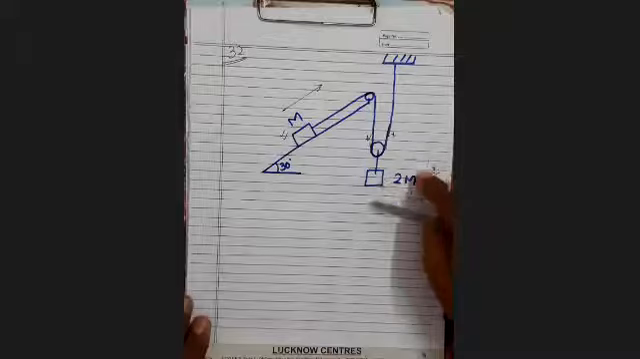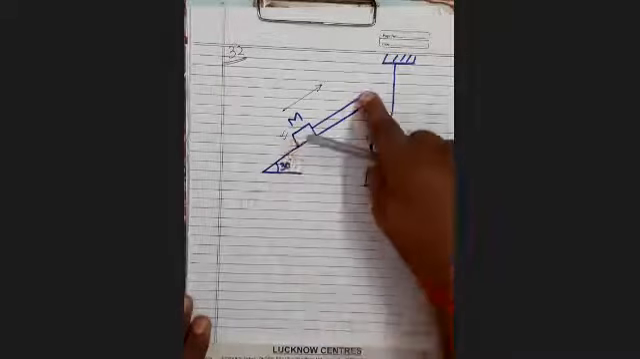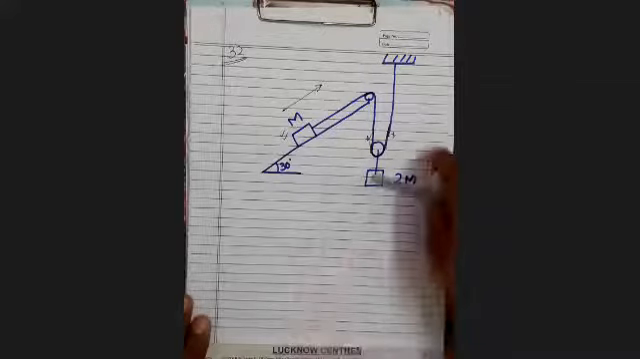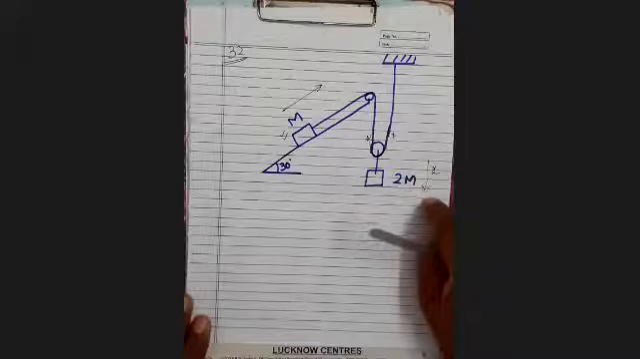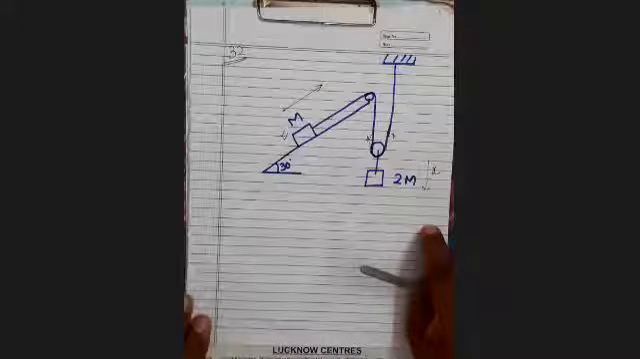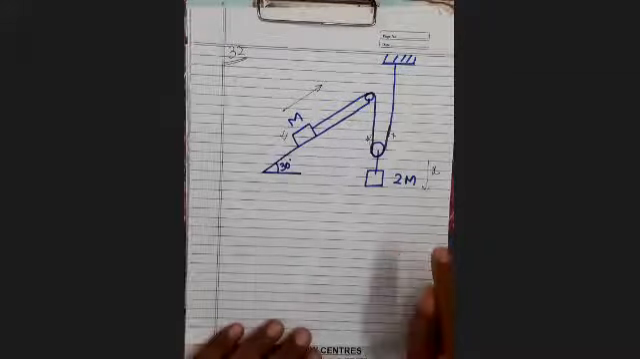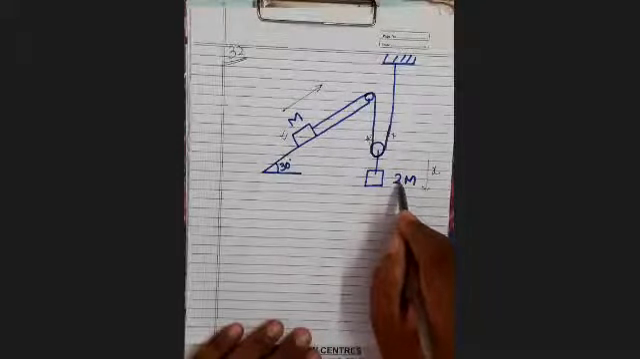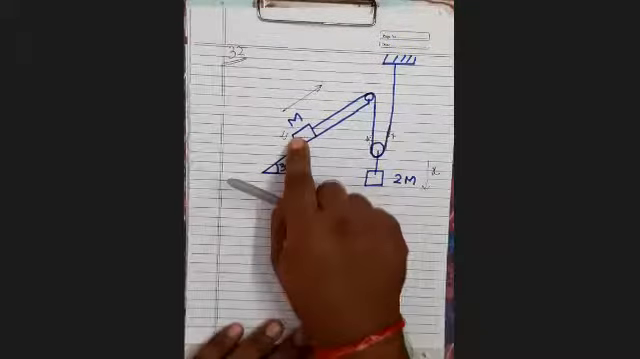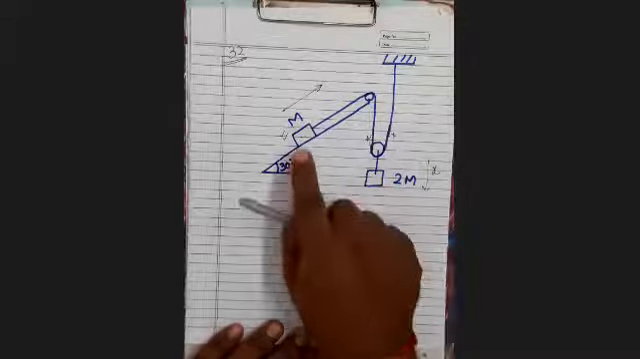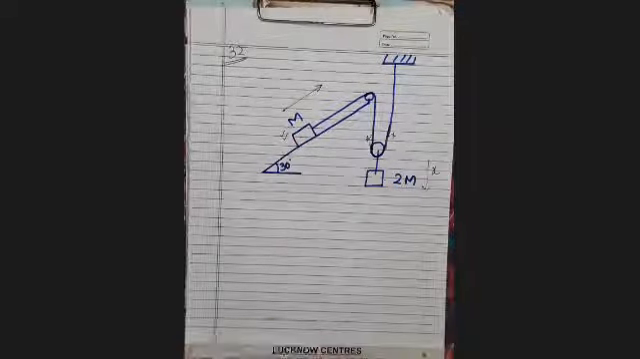When it is moving 1 meter down, the other mass will move 2 meters on the inclined plane. If it is moving 1 meter on this side, then it will go only 1/2 meter on that side. Is it clear? Since the distance moved by this is twice the distance moved by that, its acceleration will be twice its acceleration.